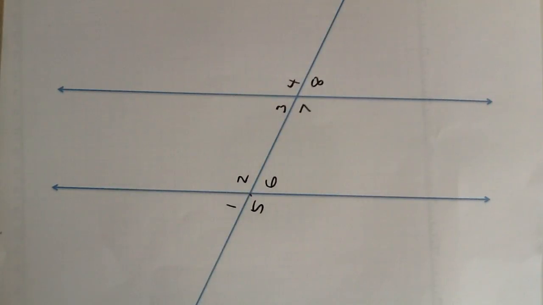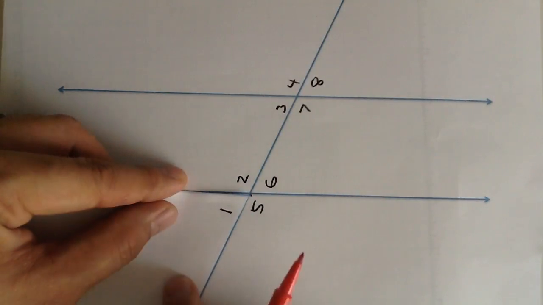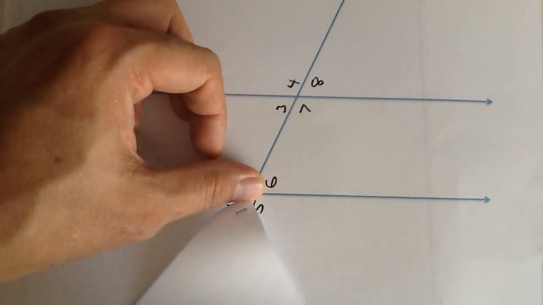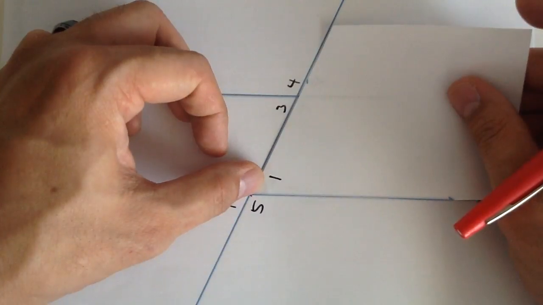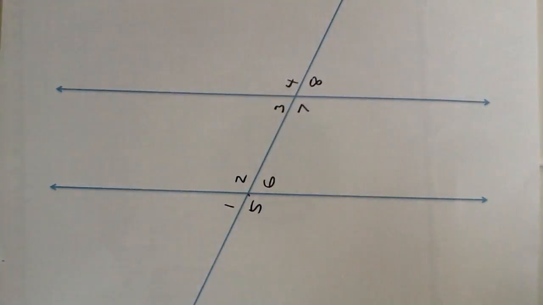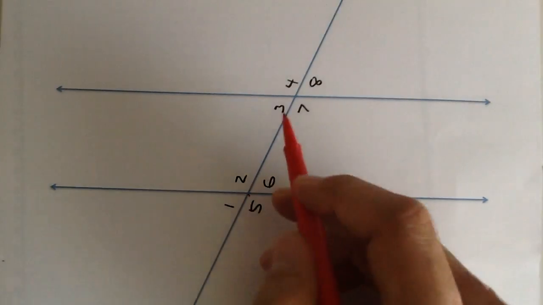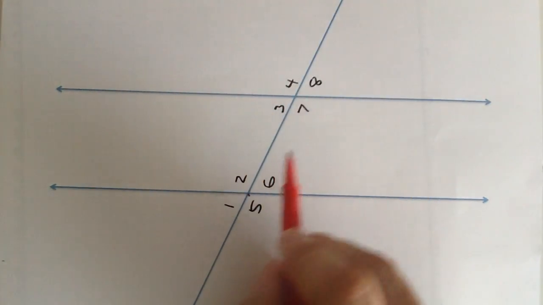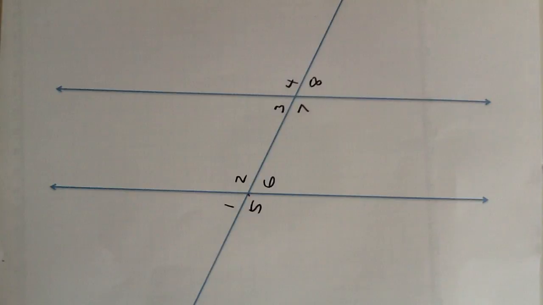Same thing, if you look here, we've got angle 1, and if you think about rotating that 180 degrees, you would get angle 6. So angle 1 and angle 6 are vertical angles, which makes them congruent. 3 and 8 would be vertical congruent angles, and 4 and 7 would be vertical congruent angles.